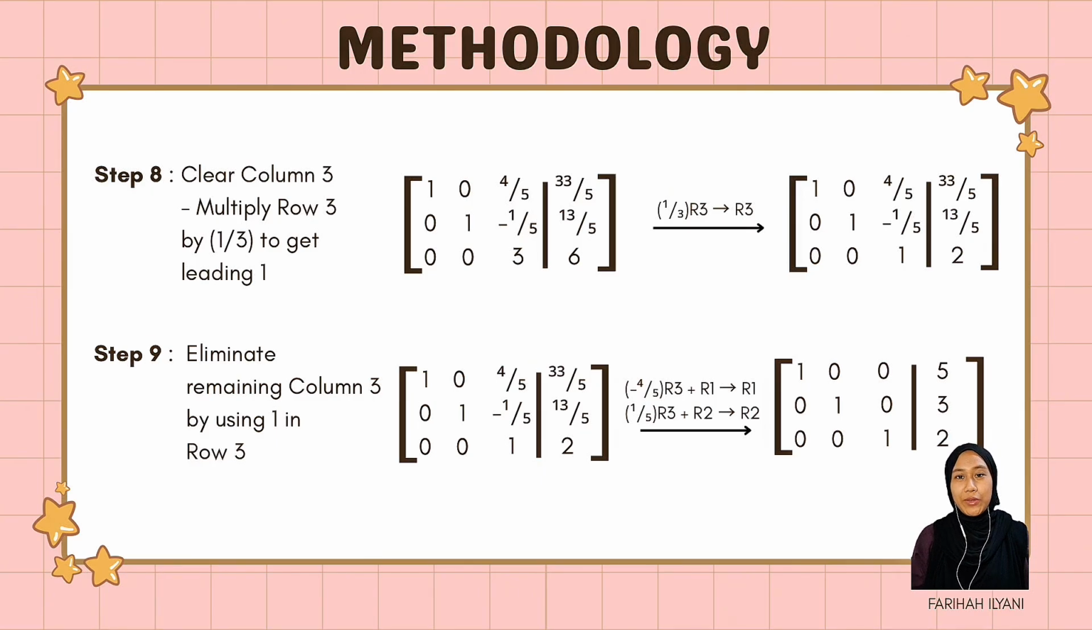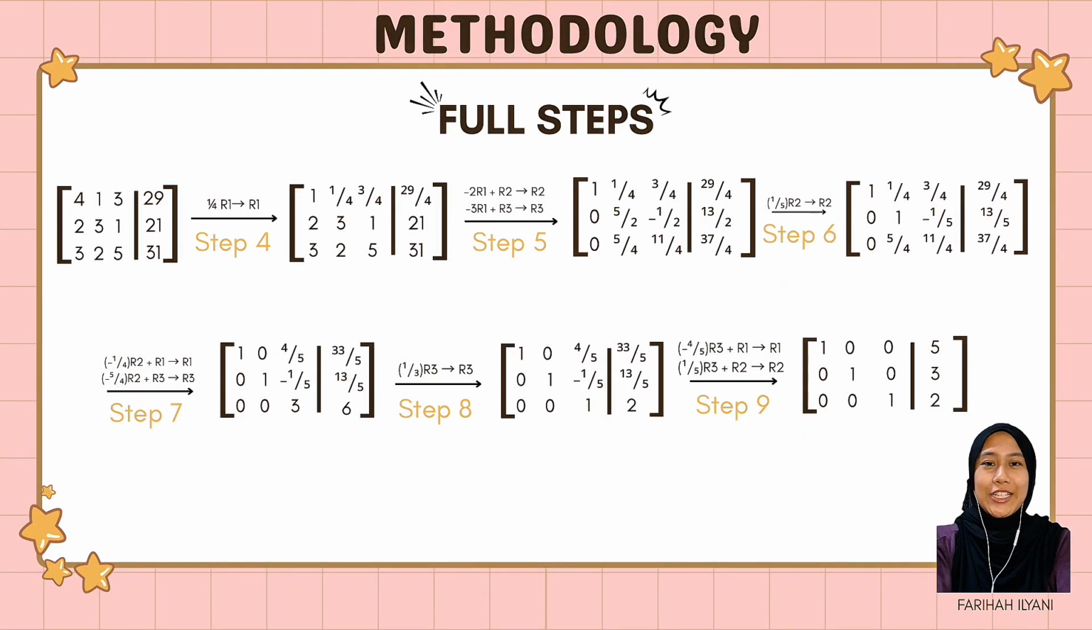We multiply row 3 by -4/5 and add it to row 1 to cancel out the top entry. And we multiply row 3 by 1/5 and add it to row 2 to cancel the middle entry. This successfully transforms the left side into a clean identity matrix, leaving us with our final solutions of 5, 3, and 2. So, here are the full steps of the solution.